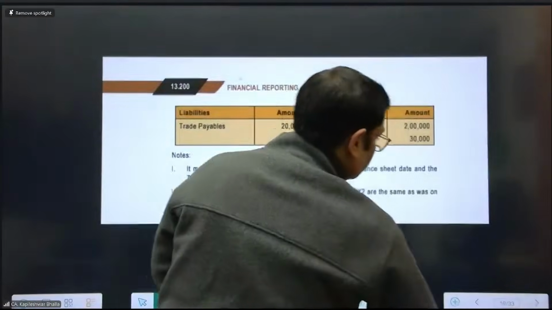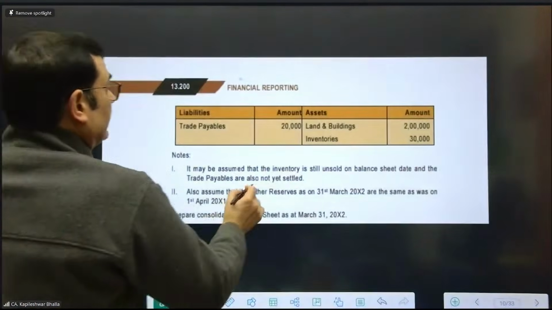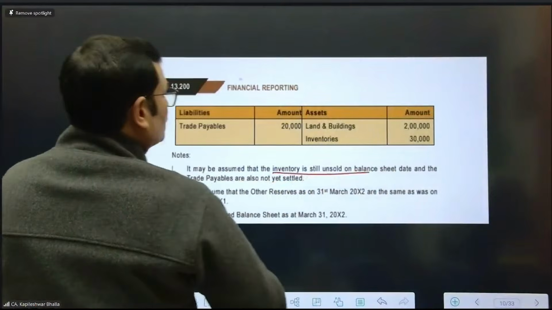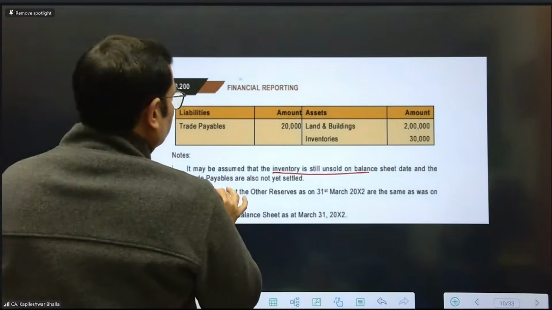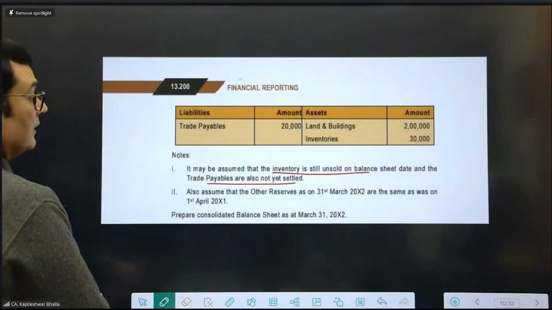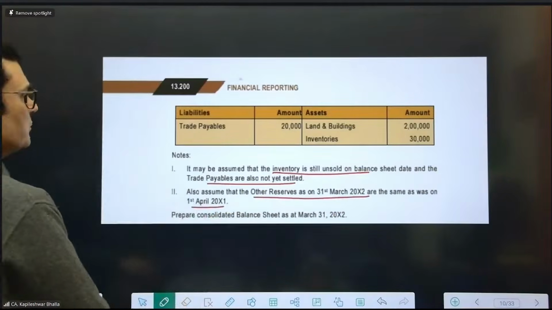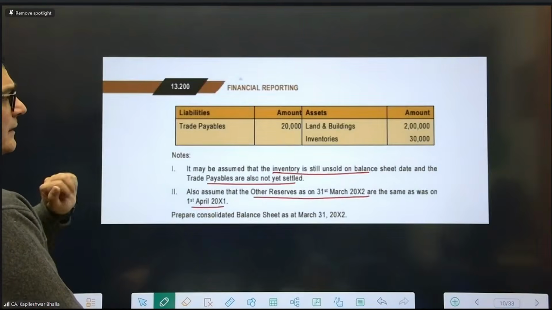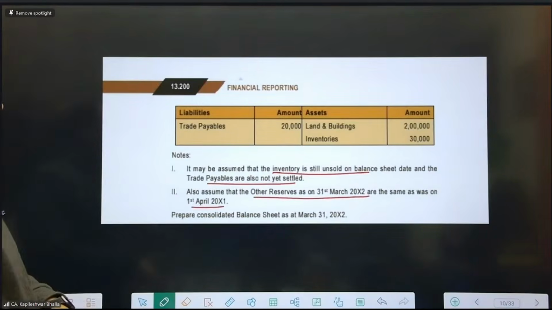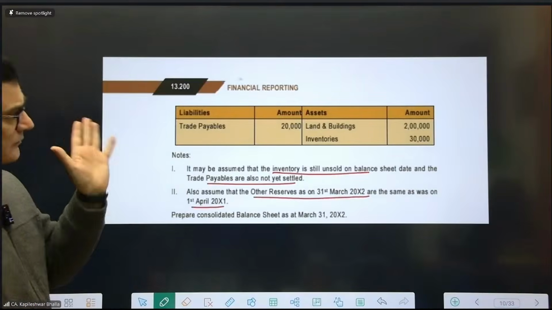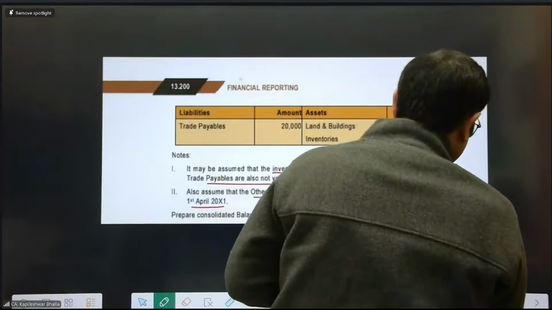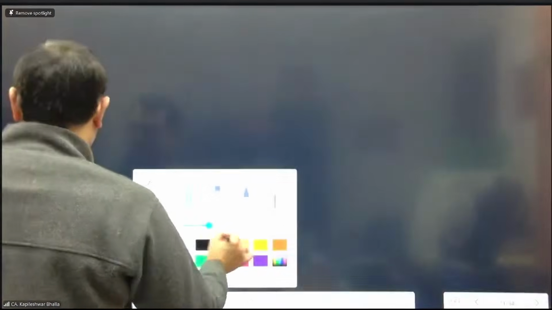So these are all fair value adjustments. It may be assumed that the inventory is unsold on the balance sheet date and the trade payables are not yet settled. The other reserves on the balance sheet date are the same as on 1st April X1. Absolutely similar, except that there is a 60% stake. Rest everything is exactly similar. Okay, so let's begin the inputs. Let's solve this out. So we're looking at test your knowledge, question number 5.